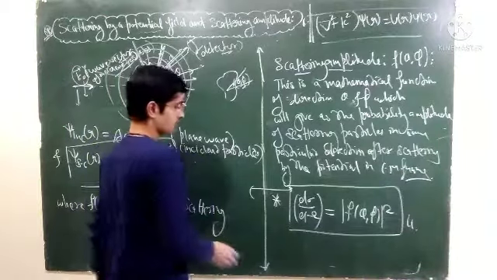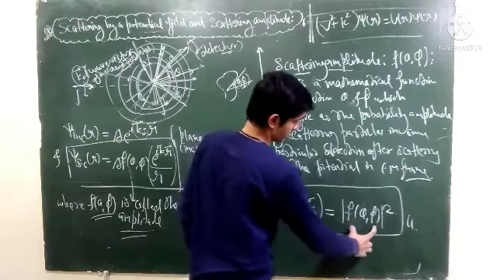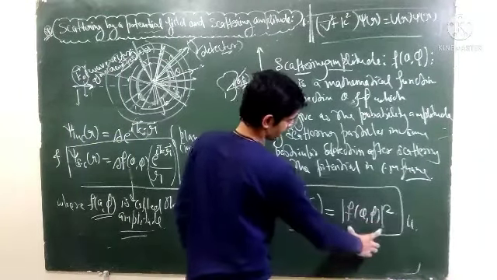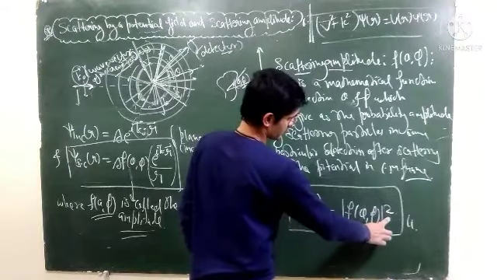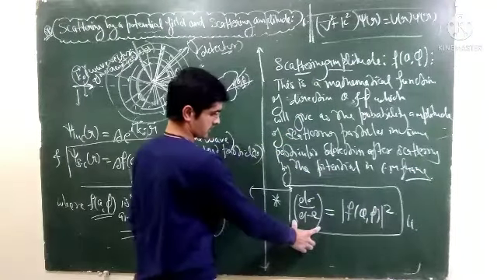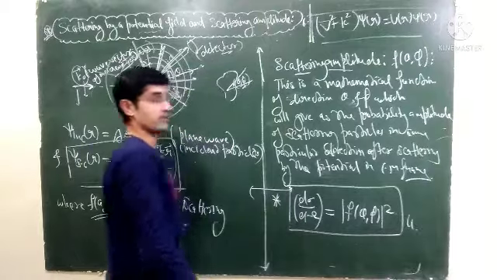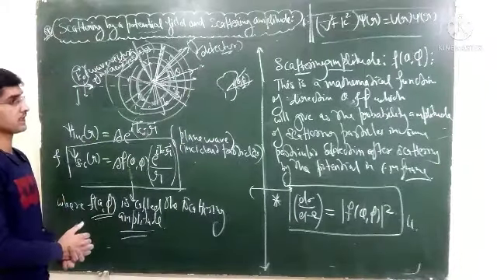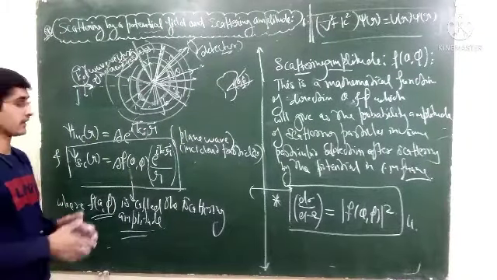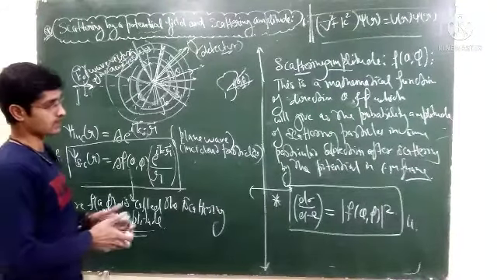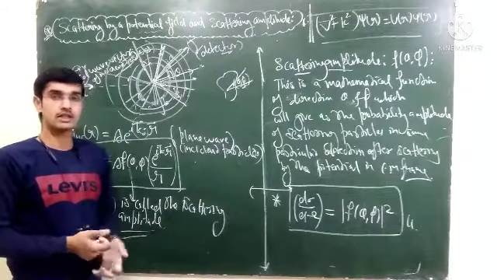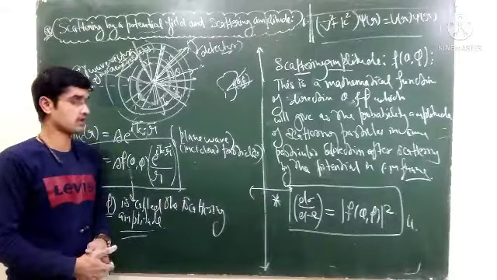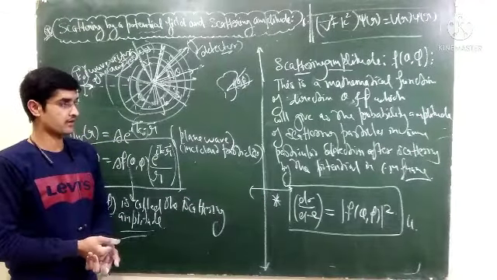It is important because if you have this quantity mathematically, then you can just take the modulus and square it. You will get the differential cross section, and this is the number that we are looking for in this scattering experiment. That's why the scattering amplitude is very important, and this is it for this lecture. In the next lecture, we will derive this relation between the differential cross section and the scattering amplitude.